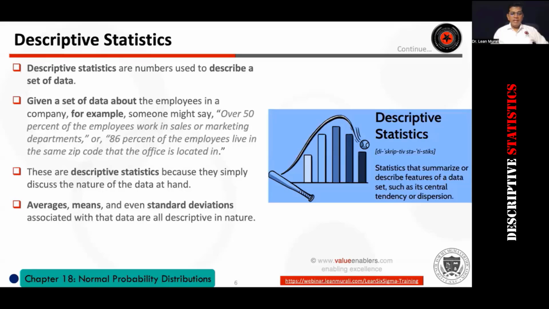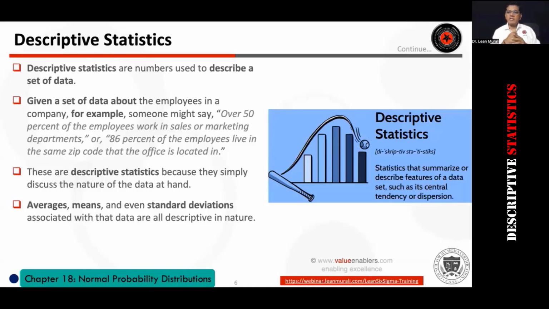Averages, means, or even standard deviations describe the data. Standard deviation is called a spread. I will also talk about the measures of spread. One is called the range. All of you type range in the chat box, because mean, median, mode we said are central tendency. The spread is range. Range is maximum minus minimum. That is one spread, because the difference between the tallest person and the shortest person is the range.